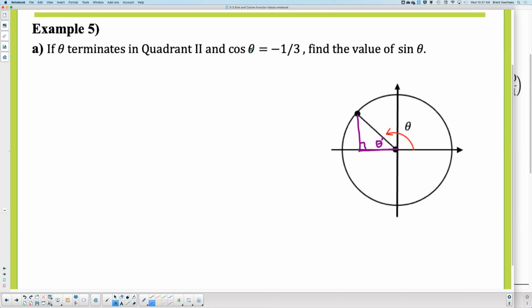Okay, it tells us cosine is negative 1/3. What ratio are they telling us? X over R. So we label the X is negative 1. The R is 3. How do I solve for this unknown piece? And what should I label this unknown piece as? Y. What's our formula?